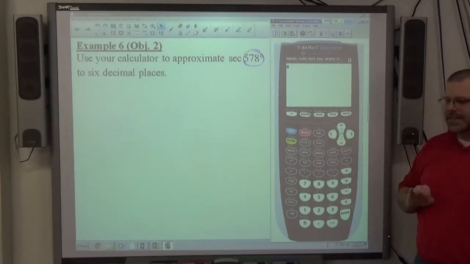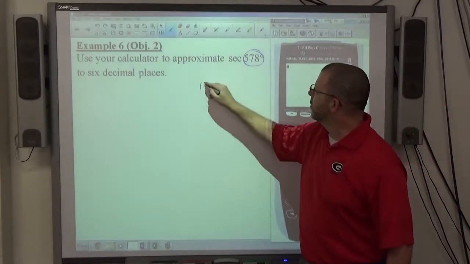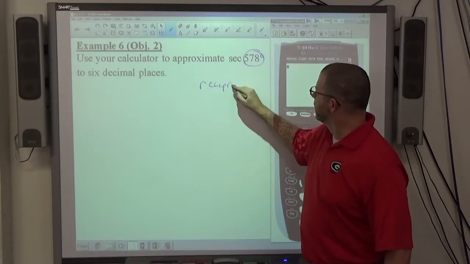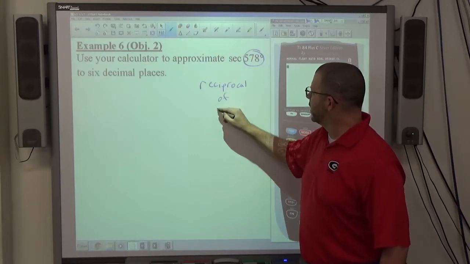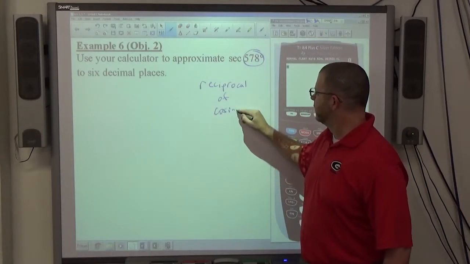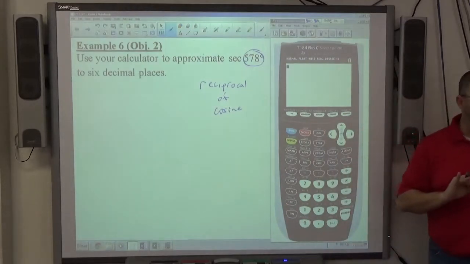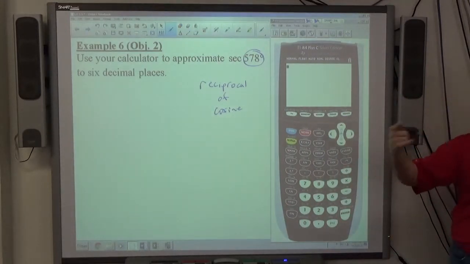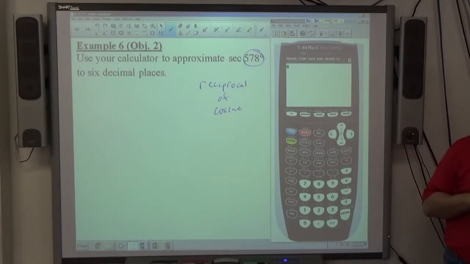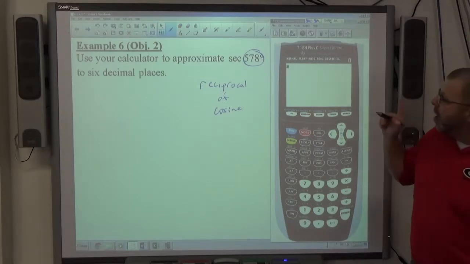To type in secant, remember secant's the reciprocal of cosine. And if you aren't up to date with those reciprocals, sine and cosecant are reciprocals, secant and cosine are reciprocals, tangent and cotangent are reciprocals. If you aren't completely 100% on those, make sure you get those as soon as possible.